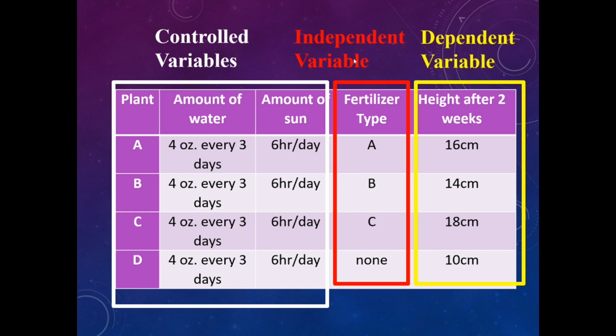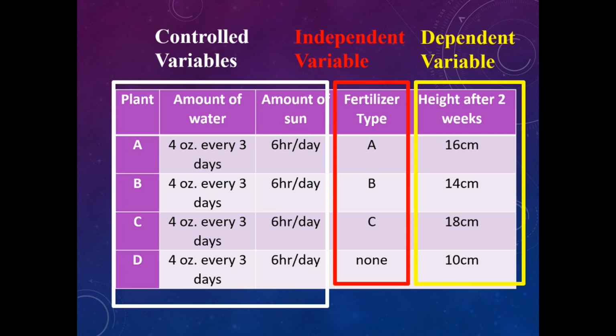So if you are changing something, like in this instance we're changing the fertilizer type, that's the independent variable. So remember it like this: for independent, I have the responsibility, or I have the power, to change what is going on here. The dependent variable is what depends on the independent variable. So the height of the plants depends on the fertilizer type. If you ever get confused with figuring out what is the independent variable or what is the dependent variable, just ask yourself two questions.